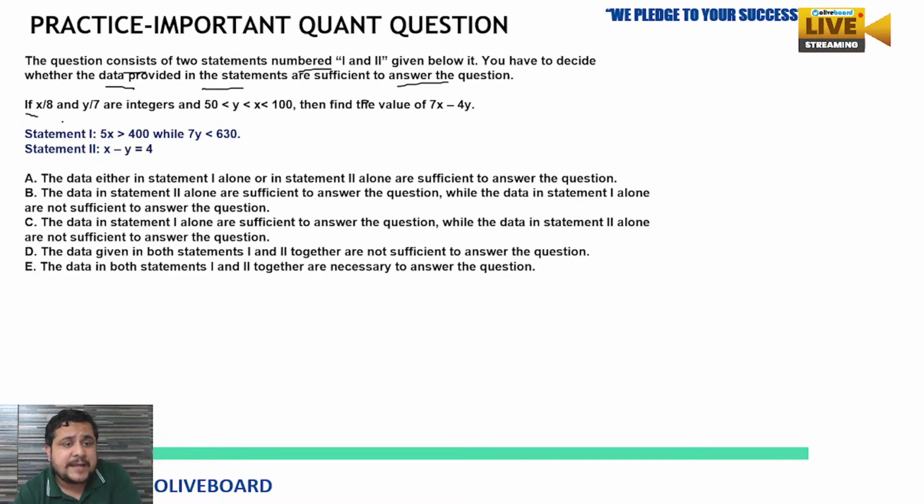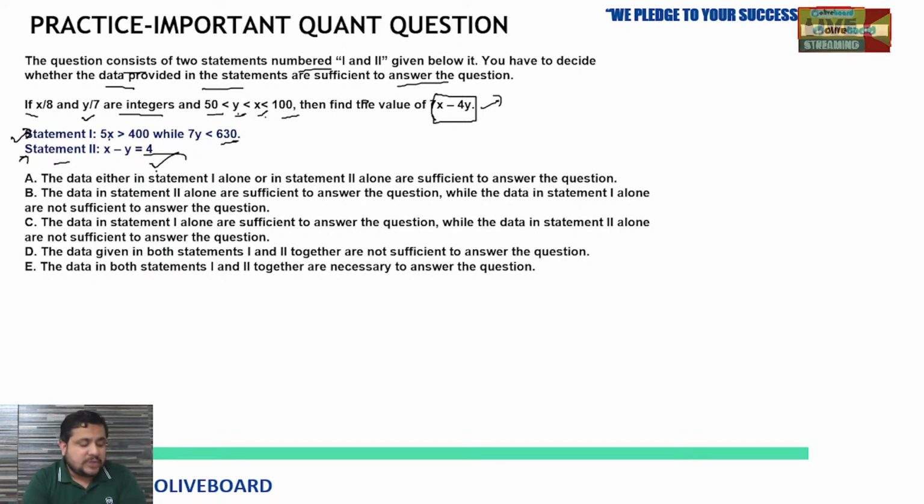What is given? If x by 8 and y by 7 are integers and 50 is less than y is less than x, and x is less than 100, then find the value of 7x minus 4y. So this is what you need to find out, and there are two statements. First statement says 5x is greater than 400 while 7y is less than 630. Second one is x minus y equal to 4. So tell me which option will be the correct answer.